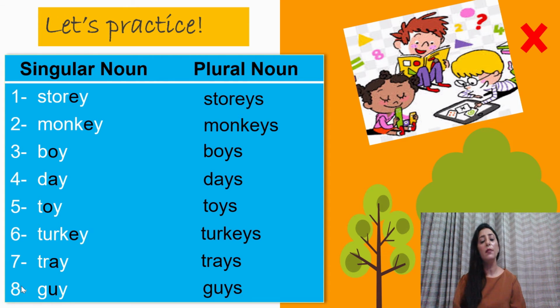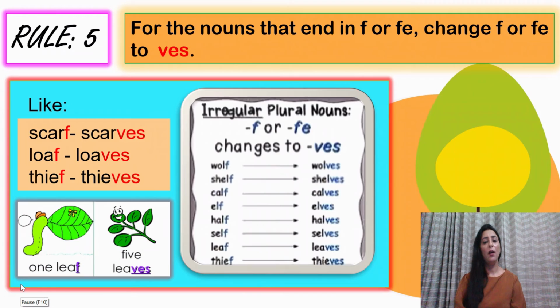So guy becomes guys. Now coming to the next rule, rule number 5, which says for the nouns that end in F or FE, change F or FE to VES. Now let's see some examples here.